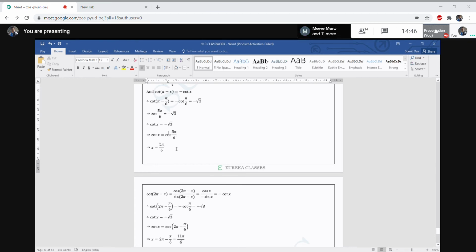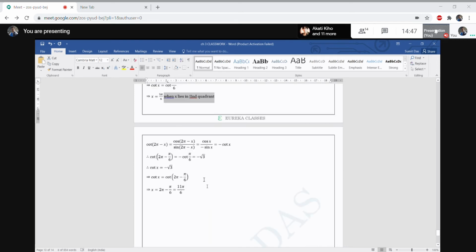One is when x lies in the second quadrant, and here, when x lies in the fourth quadrant. So this is our principal value.